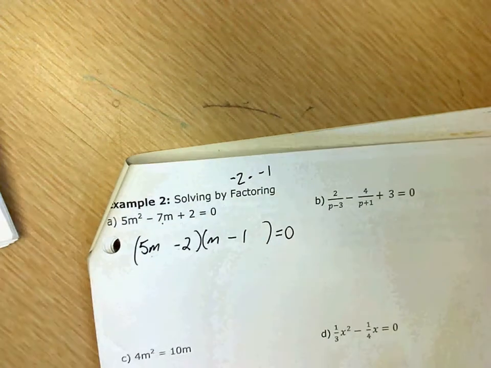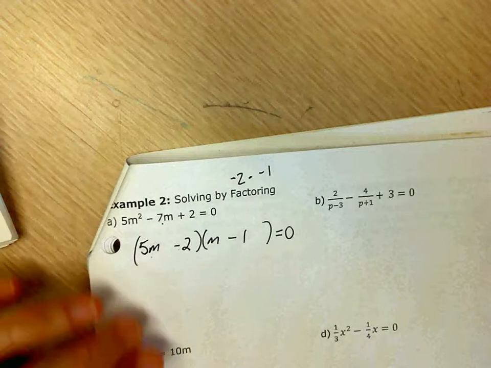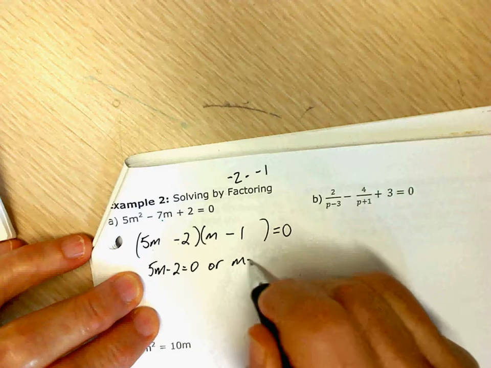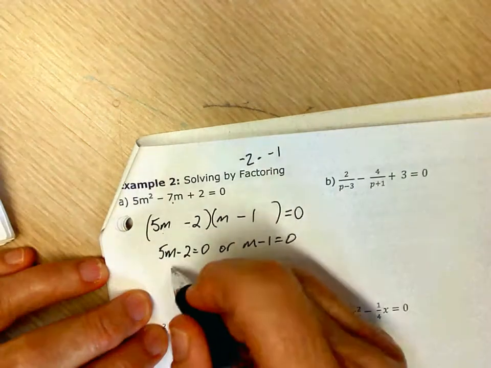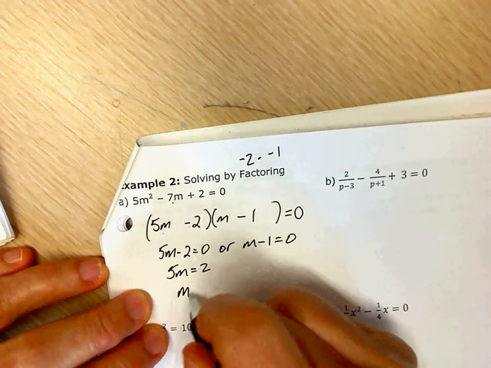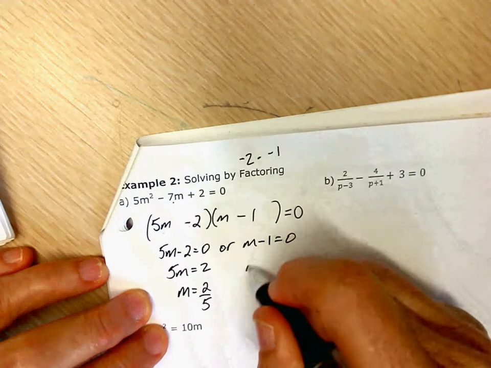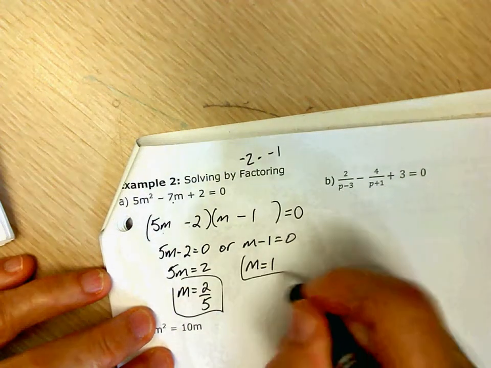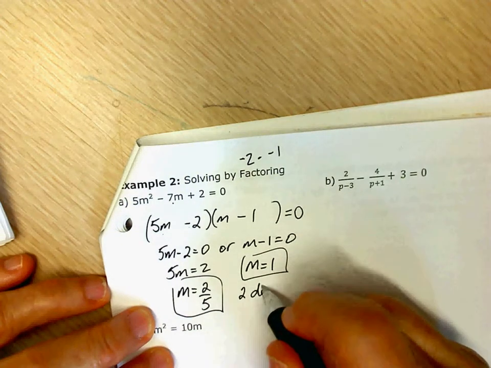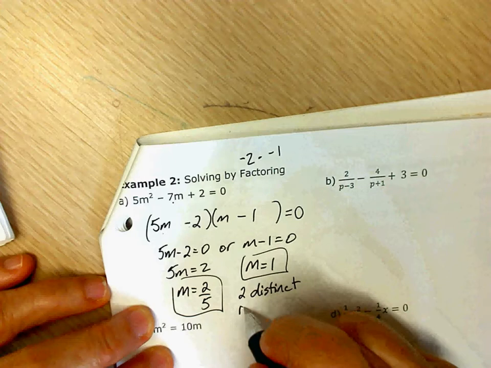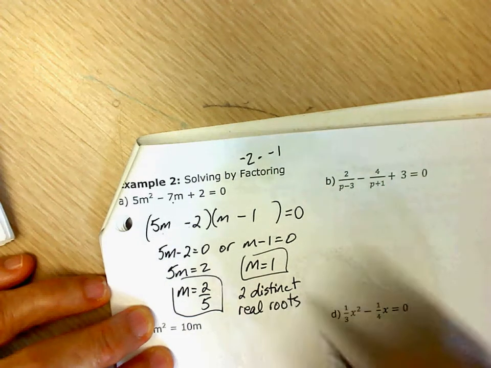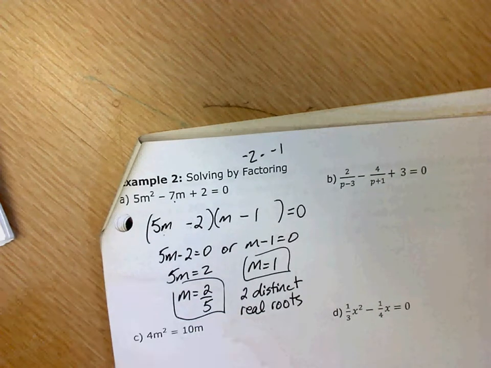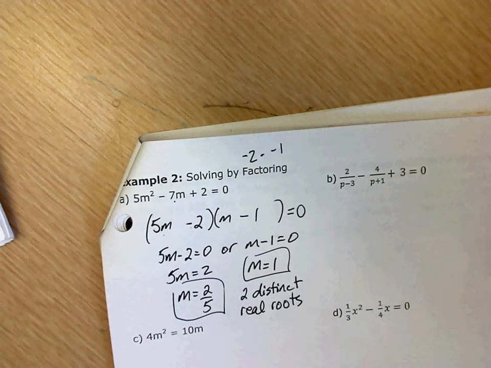Okay, so 5m minus 2 equals 0, or m minus 1 equals 0. 5m equals 2, or m equals 2 over 5. m equals 1. There's our two answers. So this is a case of two distinct real roots. Or two different, that's the classification, right? It's not asking for the nature of the roots. I'm just reviewing the material I just talked about.